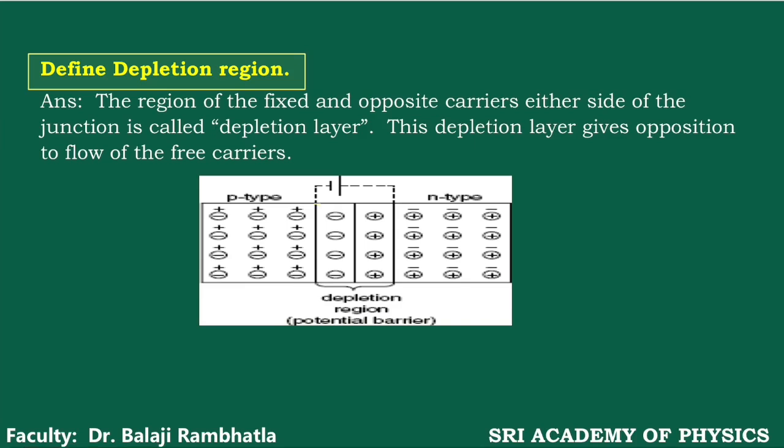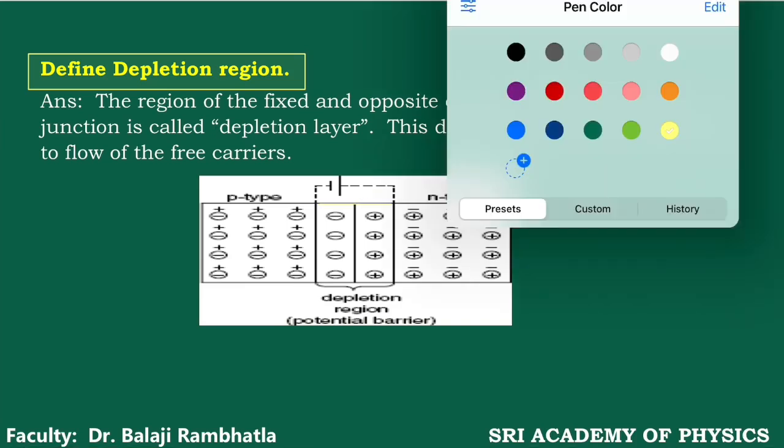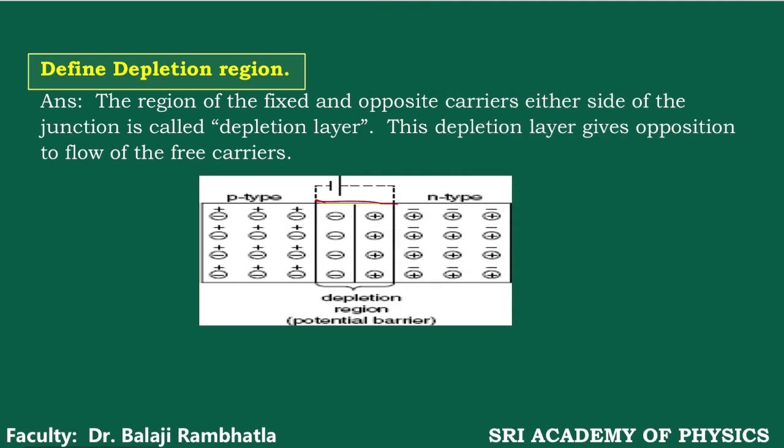After some time, what happened to this region? On the P side, all are negative ions, and on the N side, all are positive ions. So based on this region, there is no exchange of electrons from one region to another region and there is no flow in the PN type semiconductor.